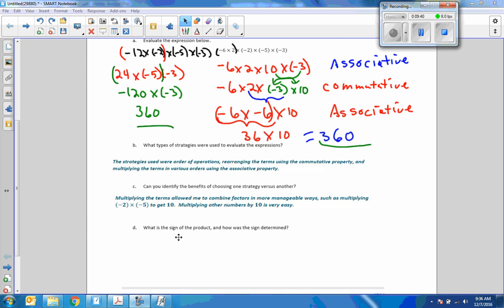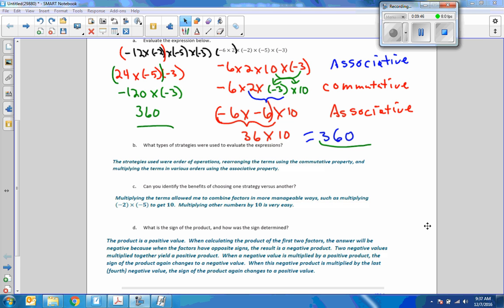Okay, the next thing says, what is the sign of the product and how was the sign determined? Okay, writer's cramp here. The product is a positive value. That's the easy part. But then you have to explain, how was that sign determined? When calculating the product of the first two factors, the answer will be negative, because a negative times a positive is negative. Then I multiply by a negative, we'd say a negative times a negative is positive. So now we have a positive times a negative, which is negative, and then finally that negative times that negative is positive. So we have 1, 2, 3, 4 negatives and 1 positive. So when we have an even number of negatives, we're going to get a positive.